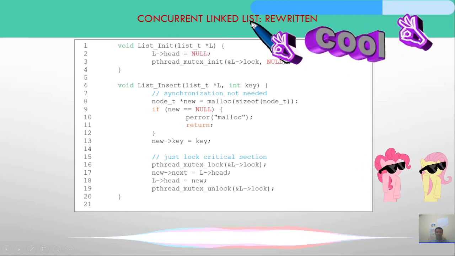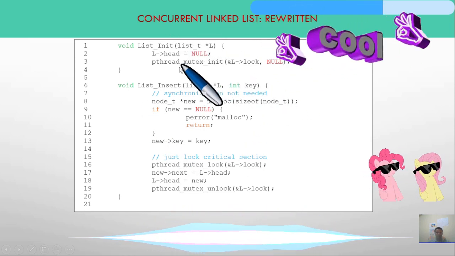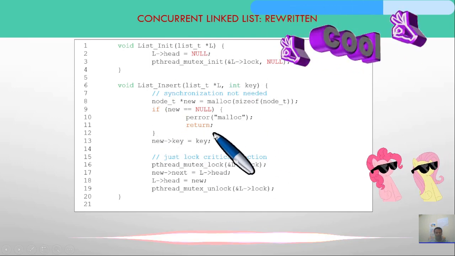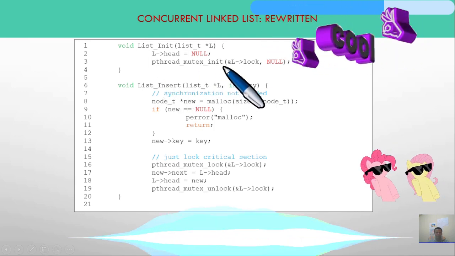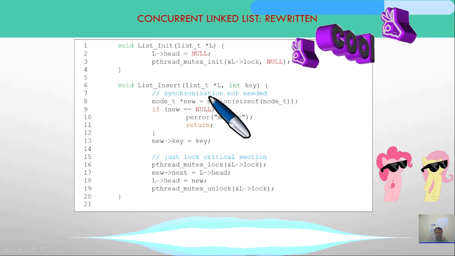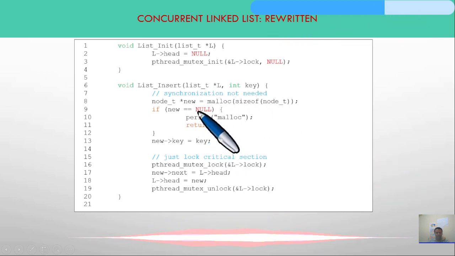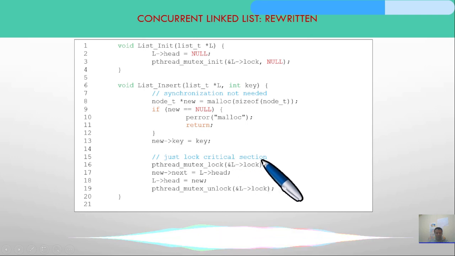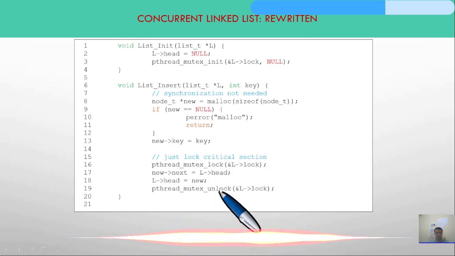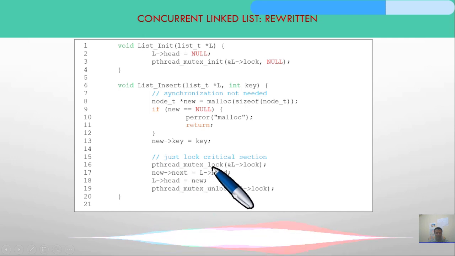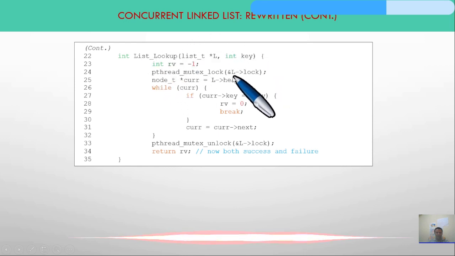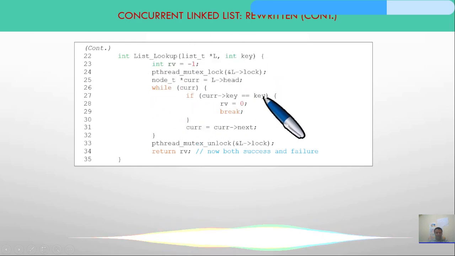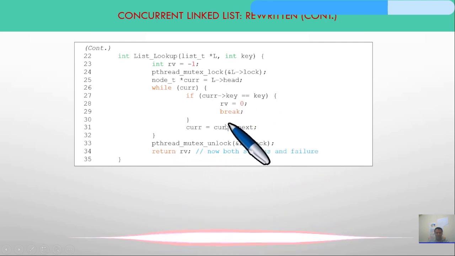So this is the concurrent linked list rewrite. I took the code directly from the book, with pthread mutex initialization here, and synchronization not needed. We have just the local critical section, as you see, sandwiched between pthread mutex lock and pthread mutex unlock. And again, as you can see here in the while loop, pthread mutex unlock, and now it goes to success and failure.